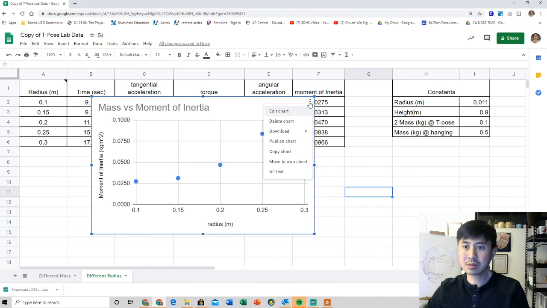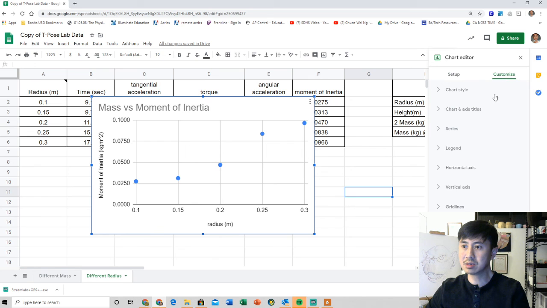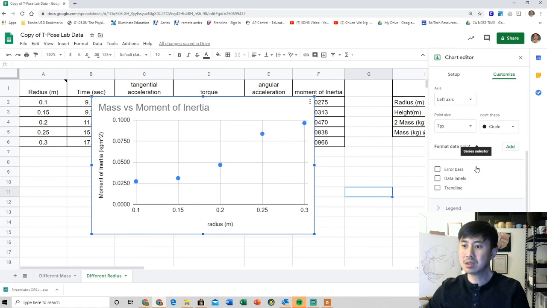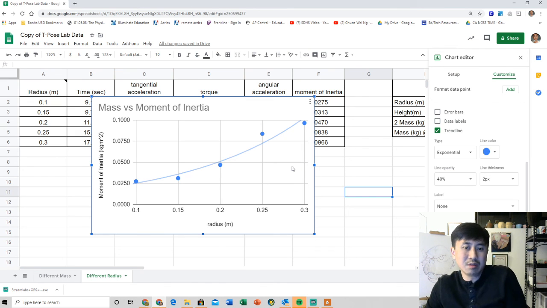Let's go back to here. Let's edit the chart. And then we need to go through our series. So we go to Customize, go to Series, and then let's add a trend line. Look, the linear trend line looks fine, but we know theoretically it should be exponential, and that looks also fine. So we don't know because the range of data was so small.